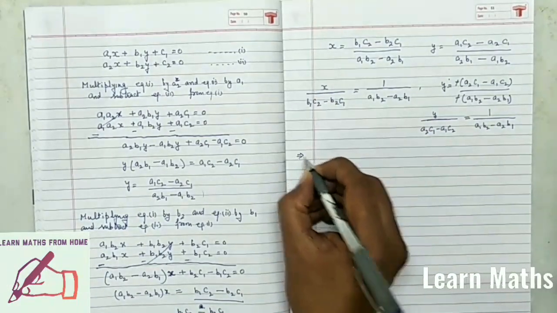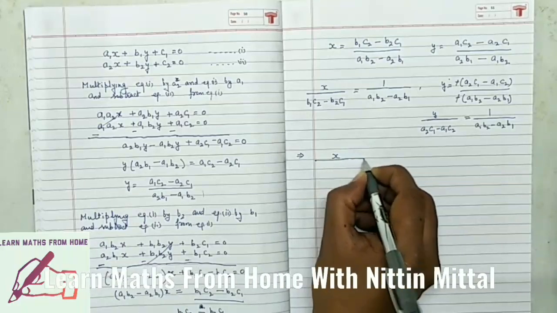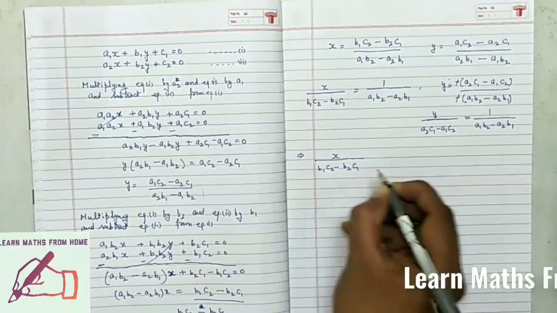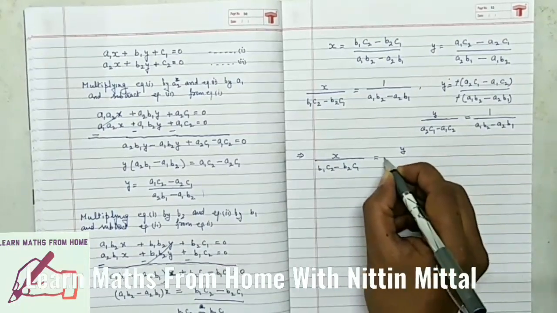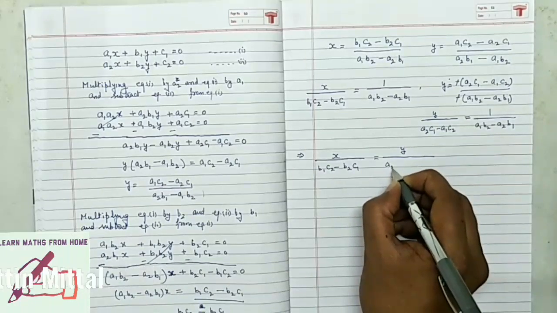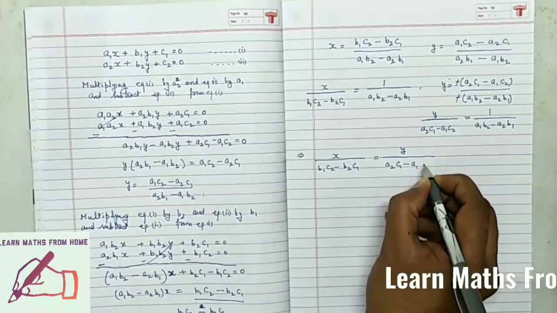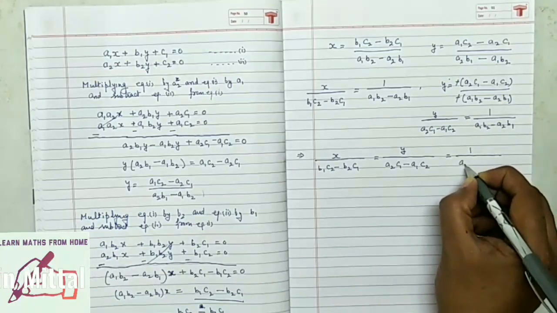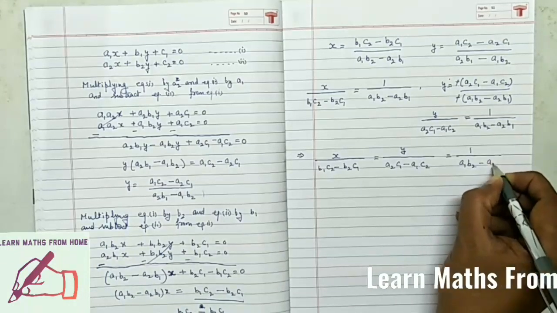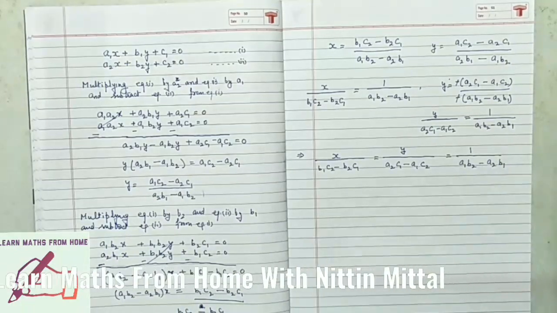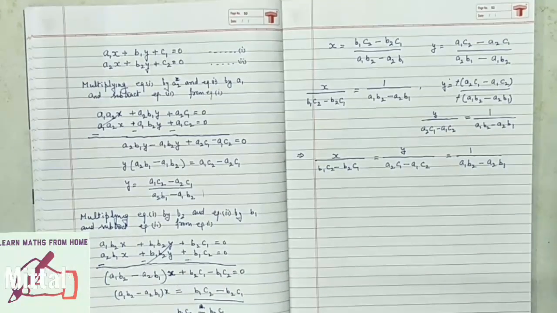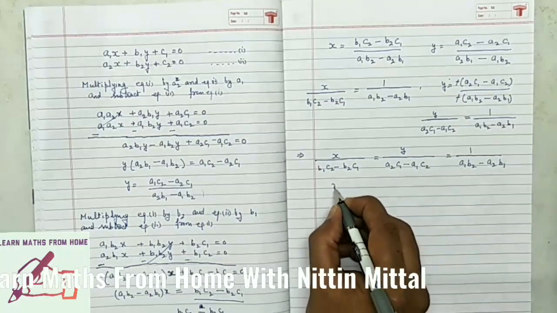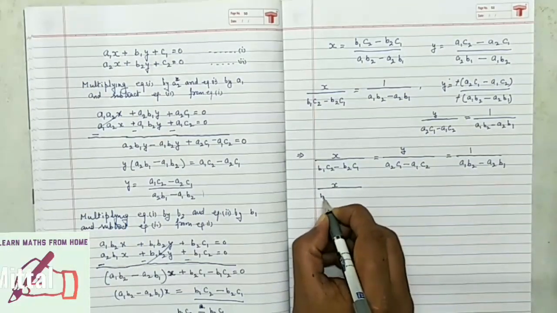So what we conclude here, we get x over b1 c2 minus b2 c1 equal to y over a2 c1 minus a1 c2 equal to 1 over a1 b2 minus a2 b1. So this is what we got. Now further, if you see here, can I write it in this way?